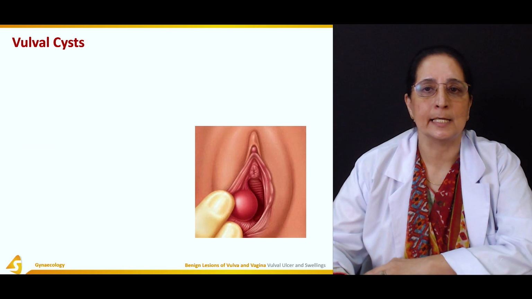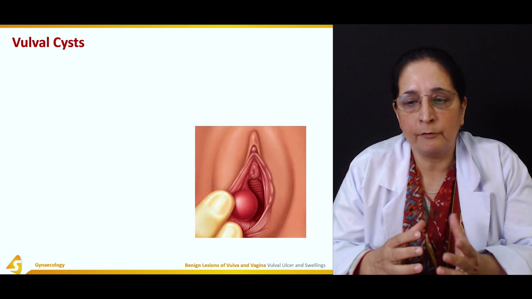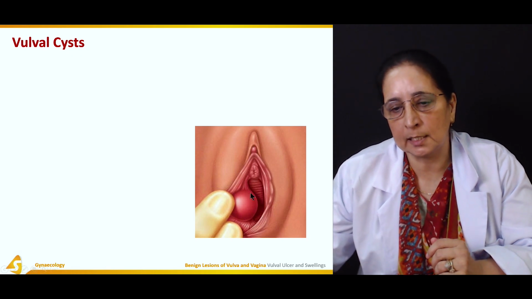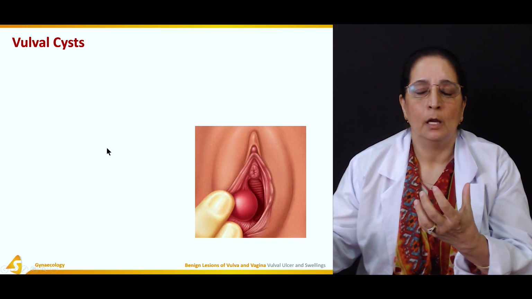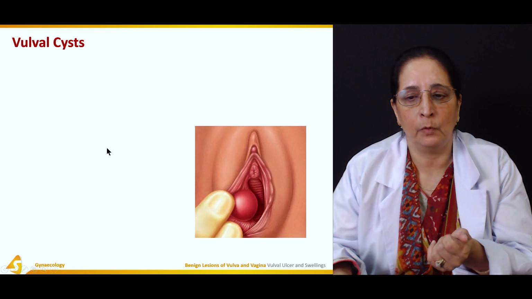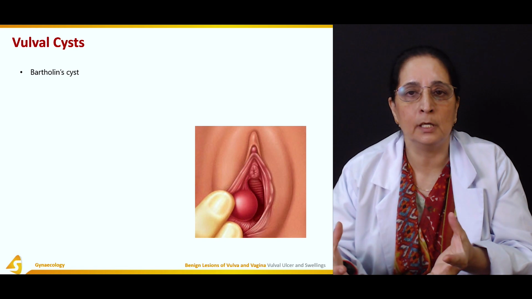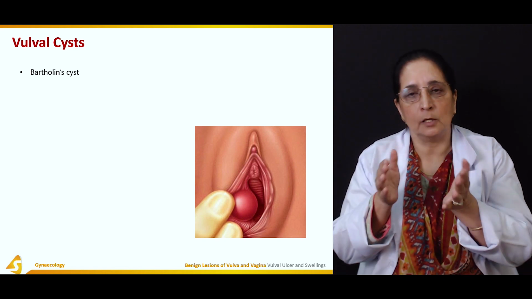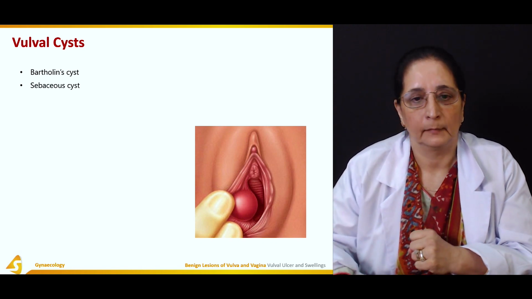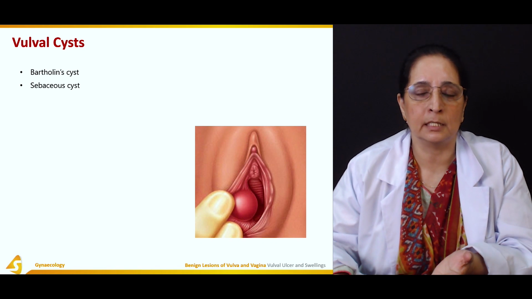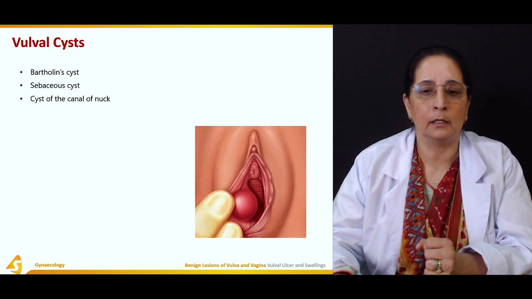Next are the vulval cysts. Cysts are swellings that contain fluid. In this diagram, you can see the cyst. It's a swelling, a cavity with fluid in it. Vulval cysts can be Bartholin cysts, which develop in the Bartholin glands present on both sides of the vestibule. Sebaceous cysts are cysts formed in the sebaceous glands. Then we have cyst of the canal of Nuck.